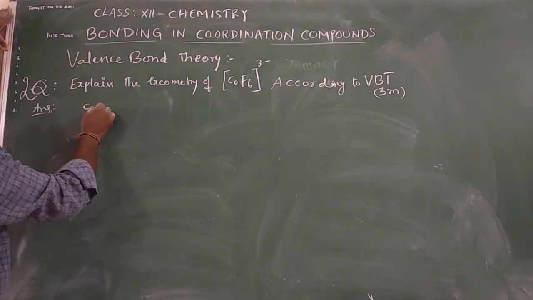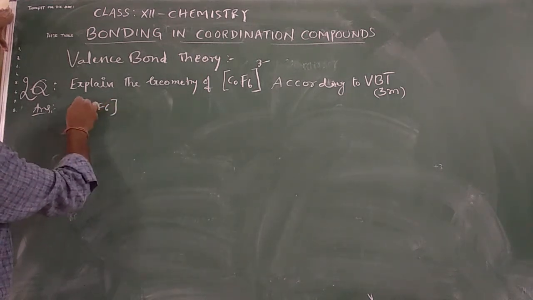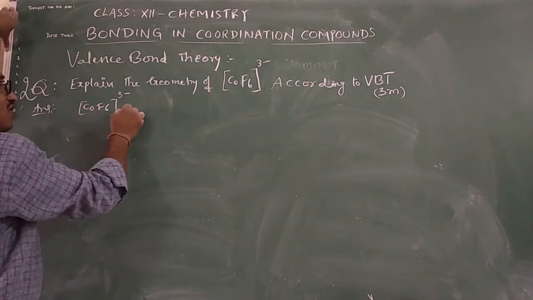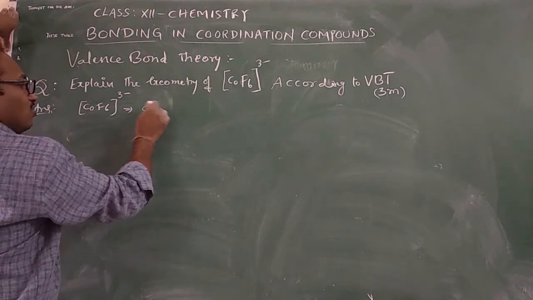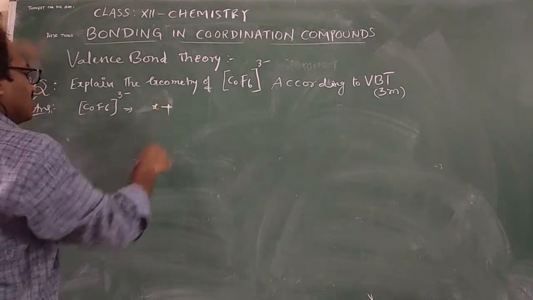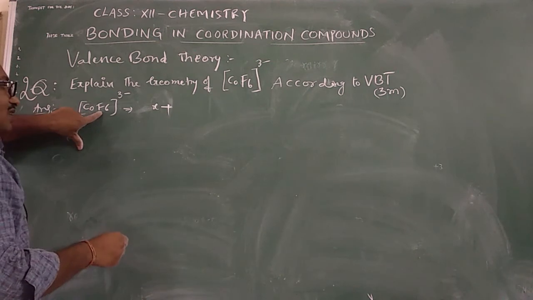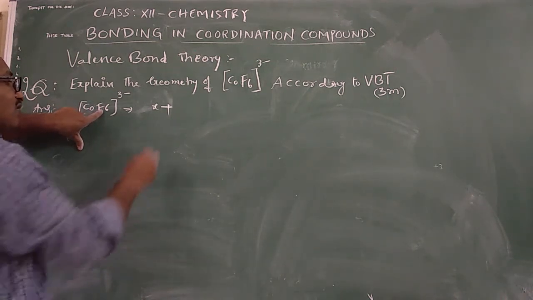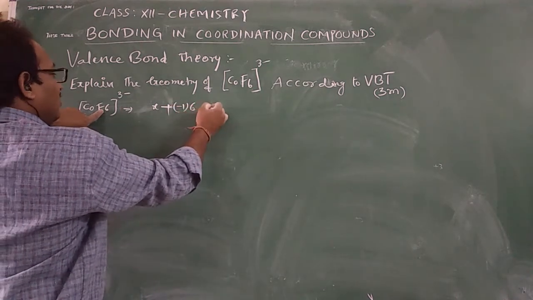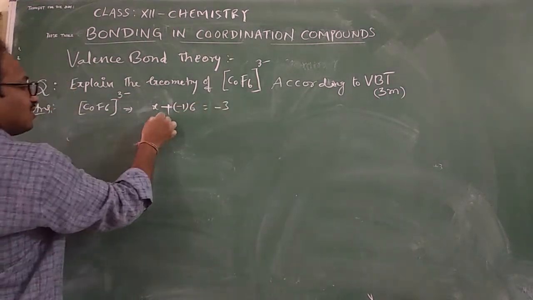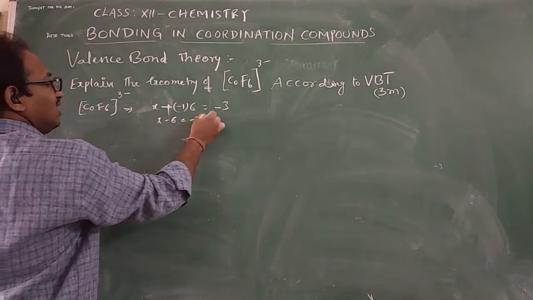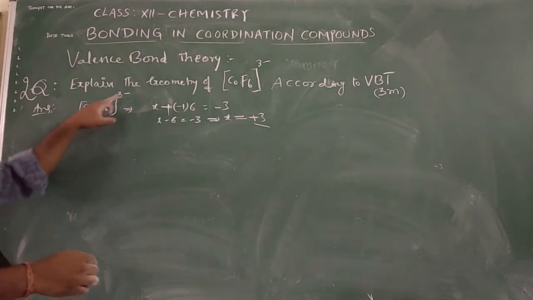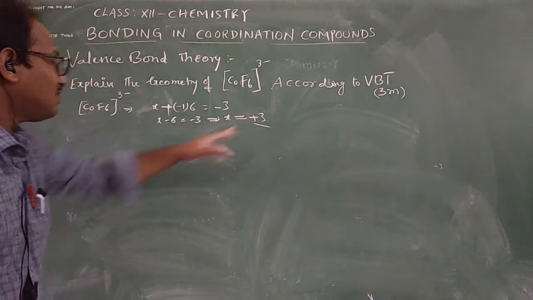Cobalt in [CoF6]3-. I want to find the oxidation state of cobalt. Cobalt oxidation state x, plus each fluorine -1. The oxidation state of fluorine is -1, so -1 times 6 is -6. x - 6 = -3, so x = +3. In [CoF6]3-, the oxidation state of cobalt is +3.